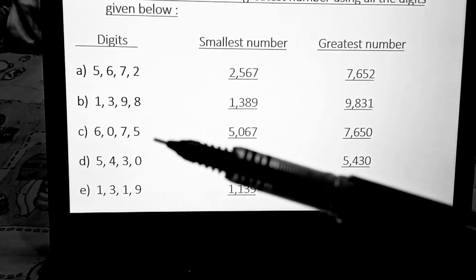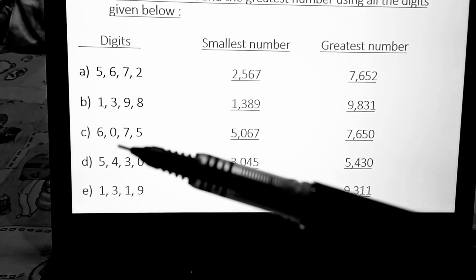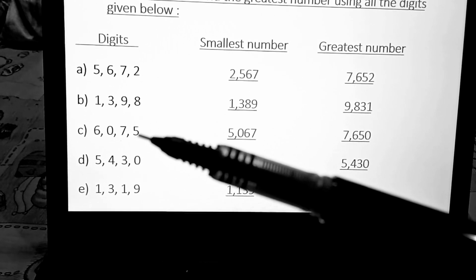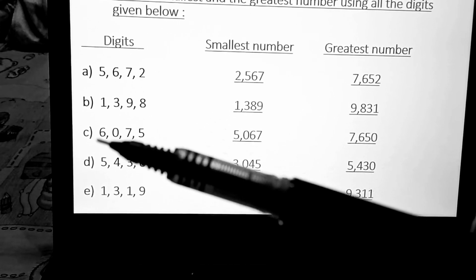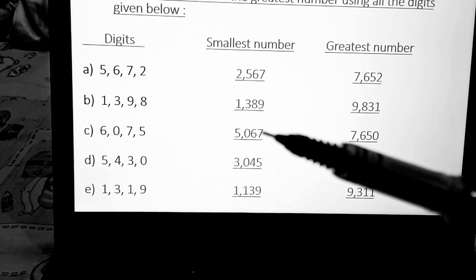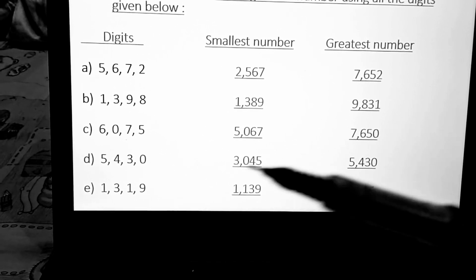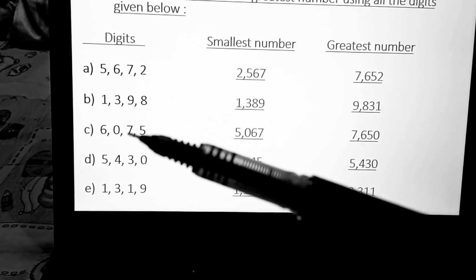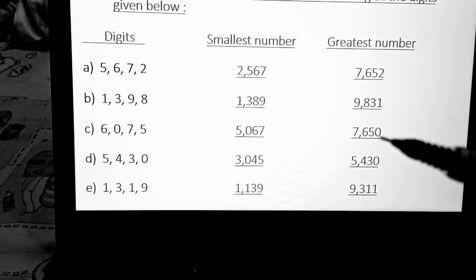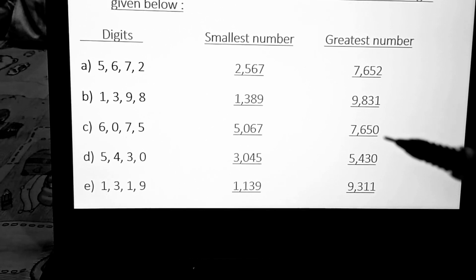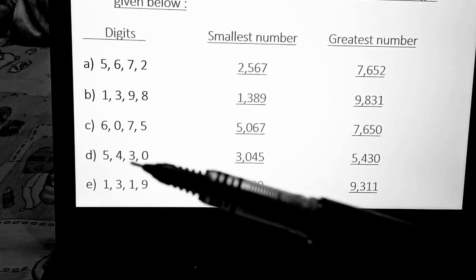Now here 6075. As you remember, I told you we will not start from 0. 0 will be at the second place. So after 0, which is the smallest digit? 5. So our number is 5067. Now you have to form the greatest number. You arrange in descending order. 7650. So our number is 7650.